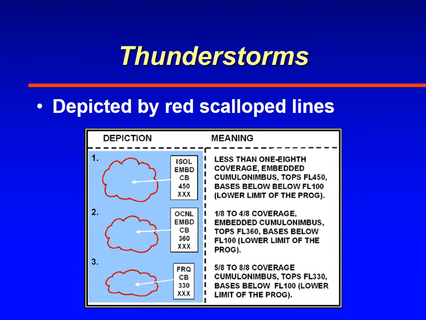Whenever you see XXX, that indicates it's lower than the prog chart. This chart goes down to 10,000 feet, so the bases start someplace below 10,000 feet. Goes up to whatever the tops are. The first one, it's 45,000 feet. The middle one, it's 36, and the bottom one, it's 33.